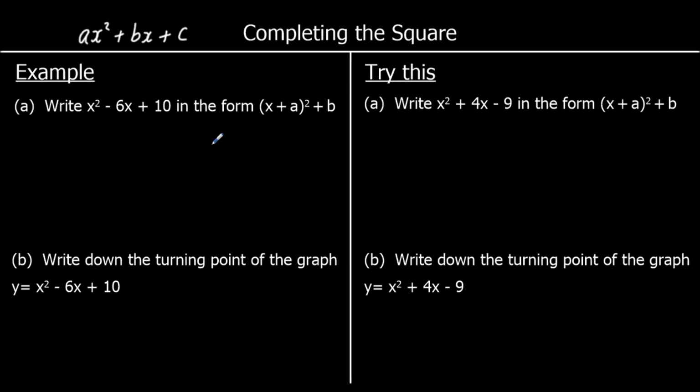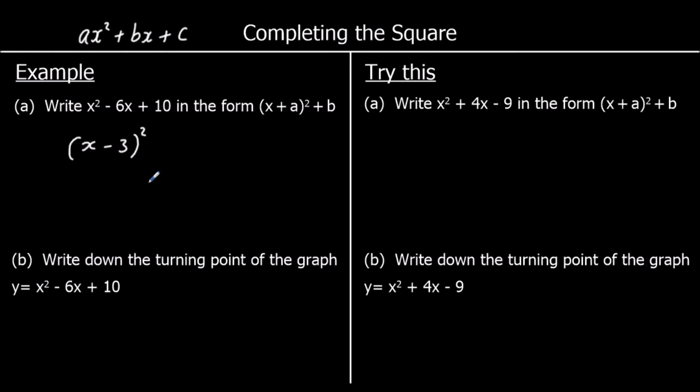So here we've got x squared minus 6x plus 10, and we're going to rewrite it in this form. The first step is to half our b number. So we've got minus 6 or negative 6 at the moment. We half that, which is negative 3. So it's going to be x minus 3 squared. That's going to be our bracket.